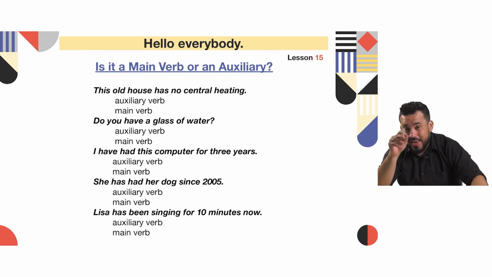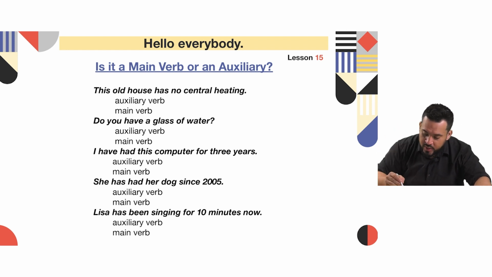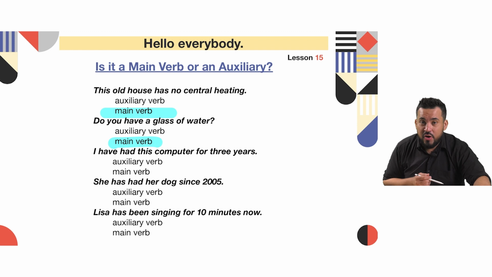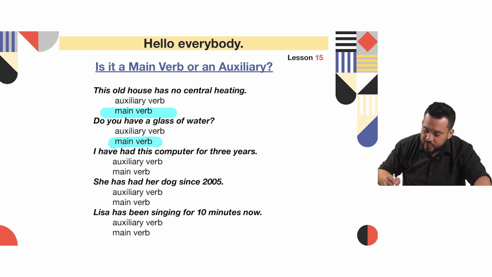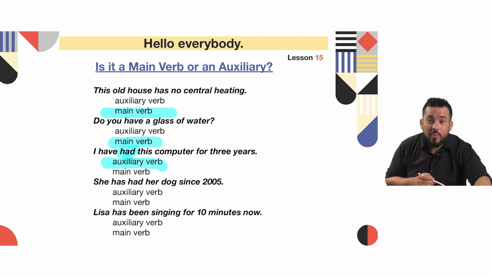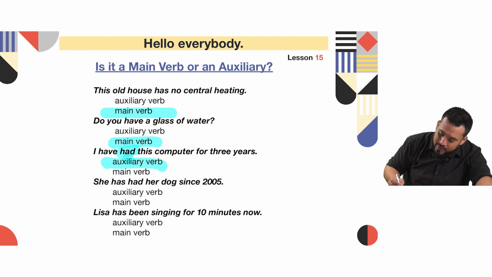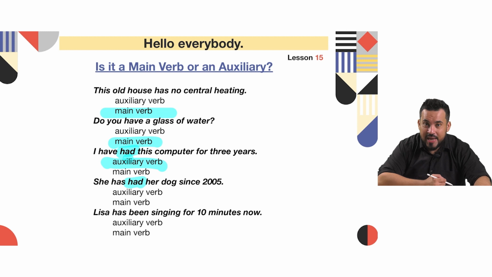All right. Now, let's do a quick exercise to determine if have is the main verb or if it's an auxiliary. The old house has no central heating. This is a main verb because there is no other verbs. Do you have a glass of water? Again, it's a main verb because there are no other verbs. I have had this computer for 3 years. Now here, it's an auxiliary because we have a main verb and it's had. She has had her dog since 2005. Again, this is an auxiliary because the main verb is had.